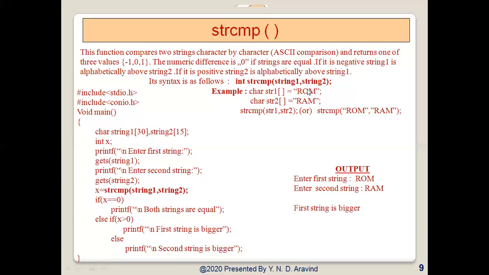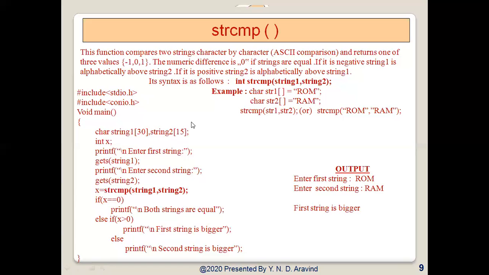If RAM is above and ROM is below, it will return a negative value. Here the return type is int, so it can be either -1, 0 or 1. If the first string has the greater ASCII value, then it will return a positive value. If, when we are comparing, the first string has the smaller ASCII value, it will return the negative value.